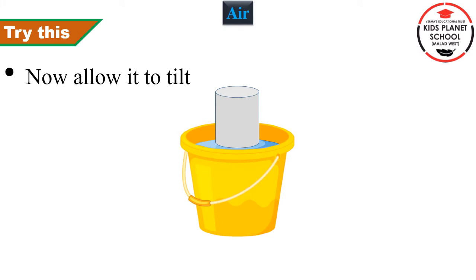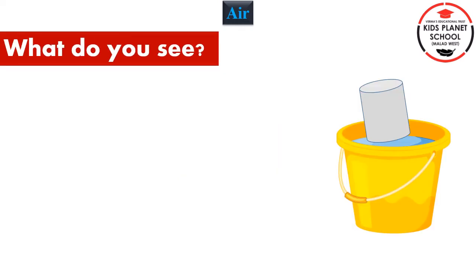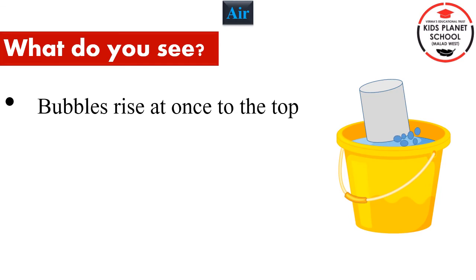Now allow it to tilt. Now allow it to bend sideways. What do you see? Children, once you bend the narrow container, water bubbles rise at once to the top. You can see bubbles on the top.